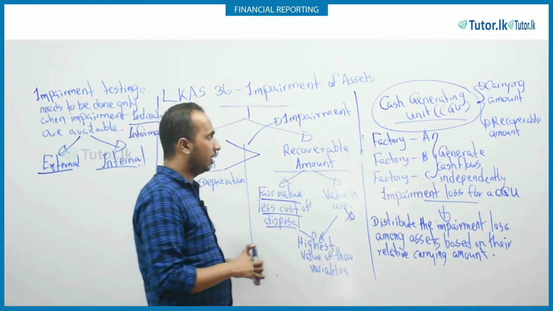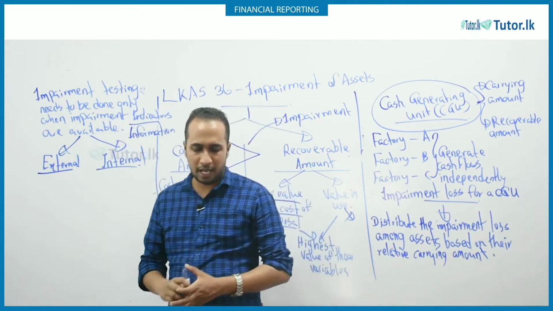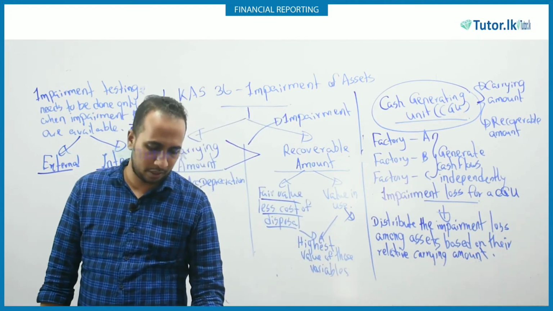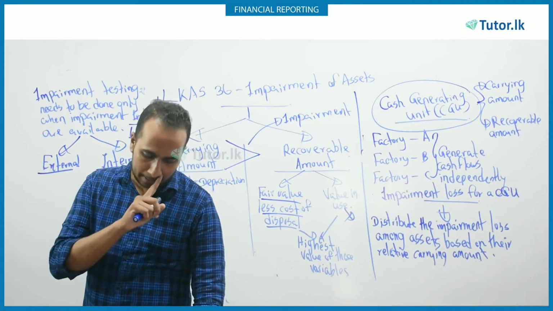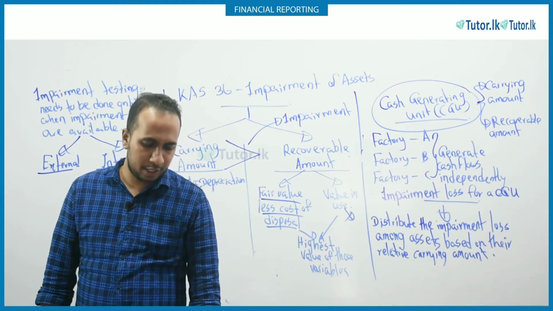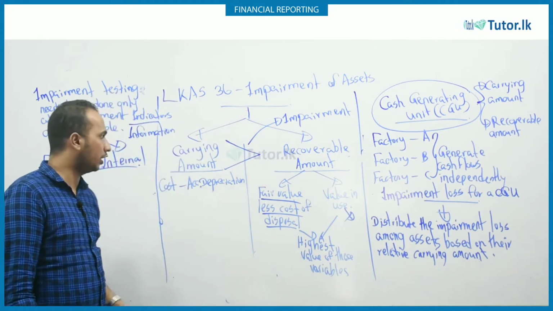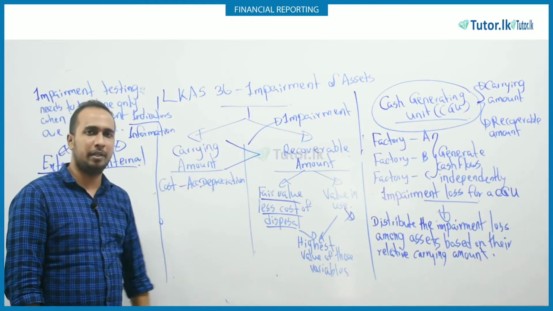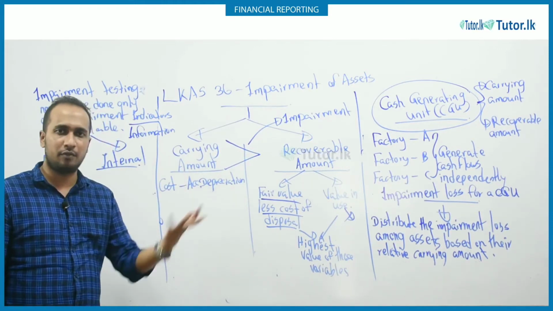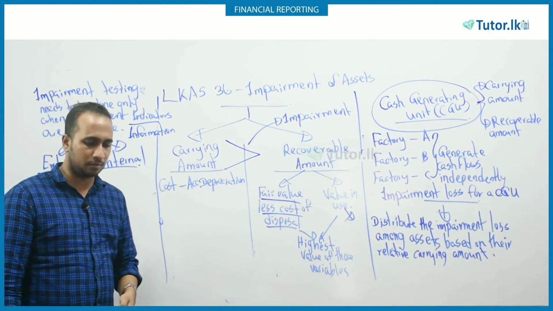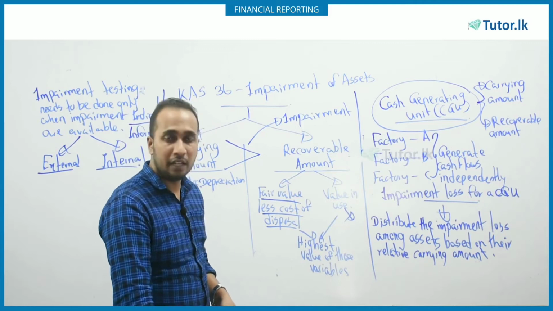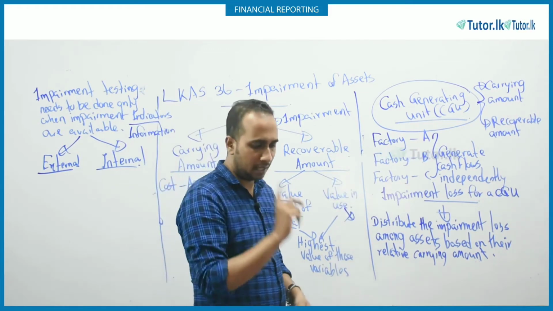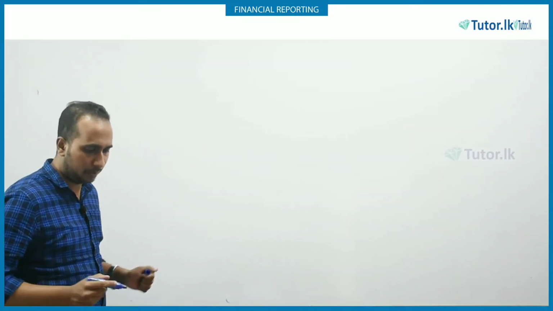So these are the things you need to mainly understand under LKAS 36 Impairment of Assets. There are many big explanations, but the essence of those explanations is you need to compare carrying amount with the recoverable amount, and if the carrying amount is higher, we are recognizing an impairment loss. There is an example in your study text, and we'll work out that example and finish off LKAS 36. We'll move to the example on page number 88.